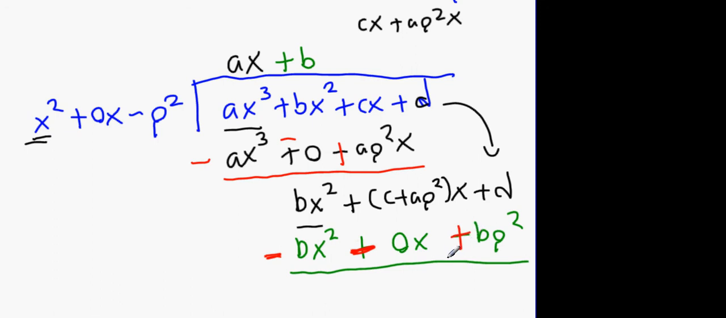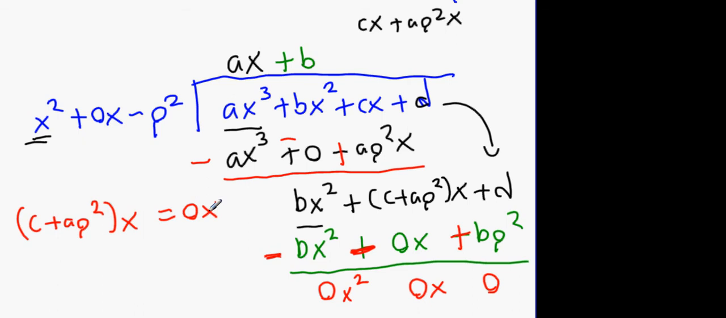Now, what you've got to realise here is it's a factor. This means everything on the bottom is 0. Okay, this is the part that some of you were struggling with. The x values, this is the only x value here. This means that it's basically 0x squared, 0x, and 0 as a number. I'm going to concentrate on the 0x part. This means that c plus ap squared x is equal to 0x. There's nothing left because there's no remainders when you divide in a factor. Okay? This means that c plus ap squared equals 0.